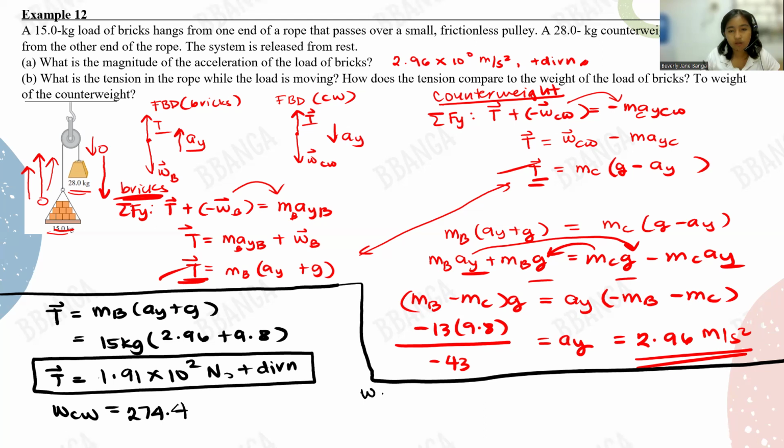So, weight of the counterweight divided by tension. This will give us 1.44. And kapag yung weight of the bricks naman, weight of the bricks is 15 times 9.8, that is 147 divided by tension. This will give us 0.77.